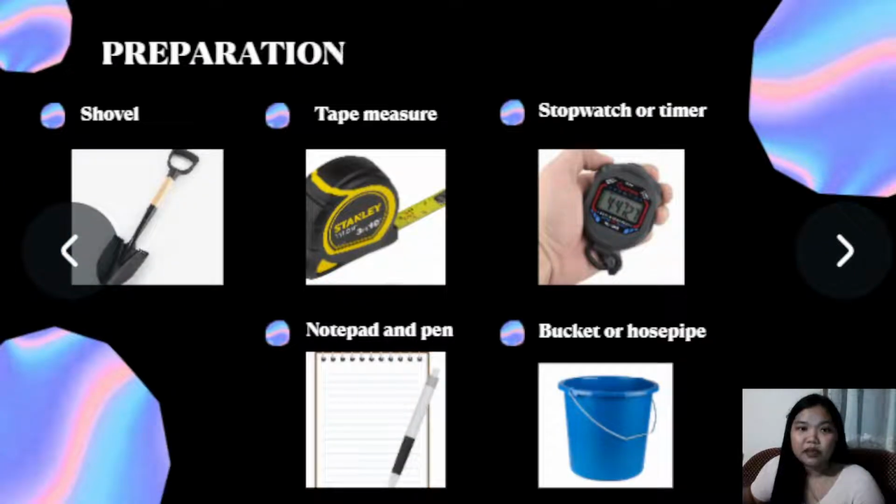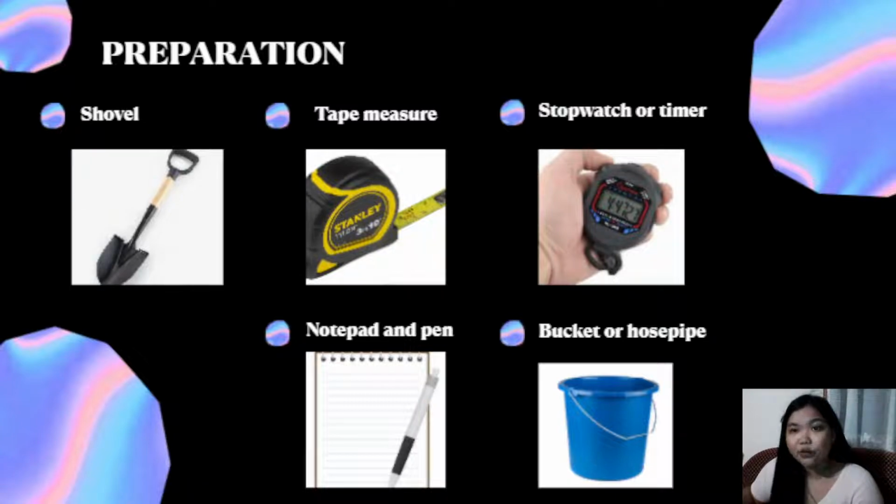For the preparation, we need to determine where the tank will be situated first, where the outlet pipe is likely to be, and where the drainage field is likely to start. We need these materials: a shovel, a tape measure or a ruler to measure at least 300 mm, a stopwatch or timer to measure time in seconds, a notepad and pen to record the results, and lastly a bucket or a hose pipe to put water into the dug hole.